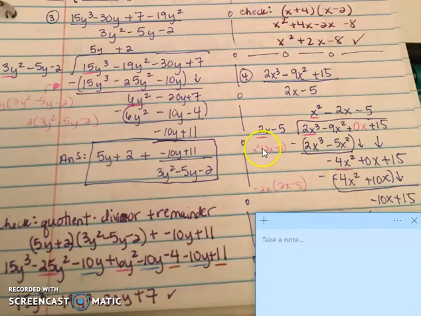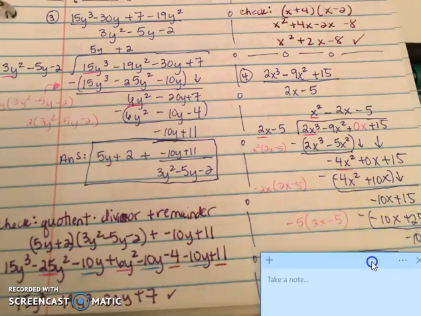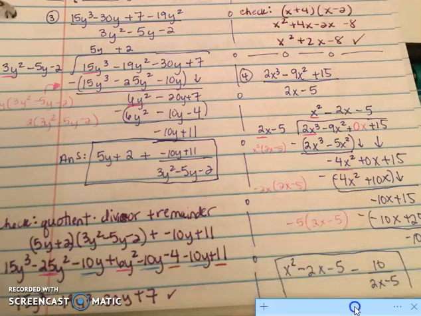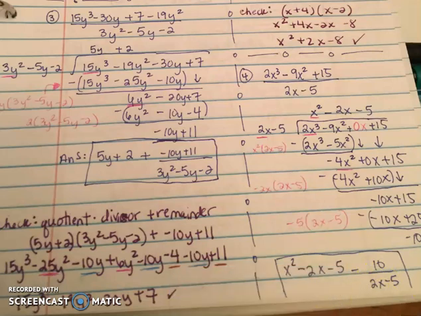Final step, what do you multiply 2x by to get negative 10x? Well, that's negative 5. Multiply that negative 5 by 2x minus 5, and you get negative 10x plus 25. Go ahead and subtract, and you end up with negative 10. So your final answer then would be the quotient, x squared minus 2x minus 5, and then minus the remainder over the divisor, so minus 10 over 2x minus 5. And that is it for your 4 examples.